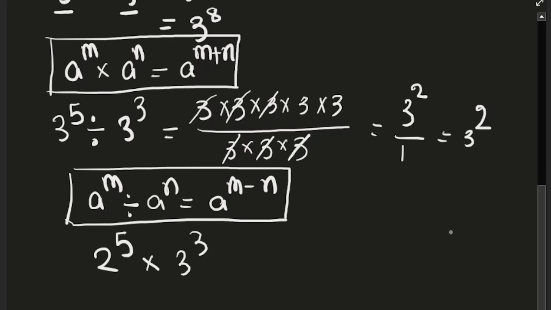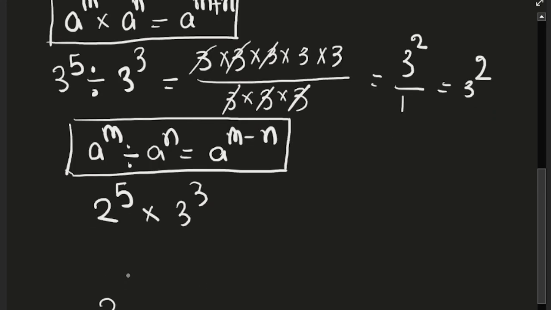But if the powers are same, means if 2 to the power of 5 multiplied by 3 to the power of 5 is there, can we multiply it using a formula? The answer will be yes. The answer will be when the powers are same. See, here is also 5, here is also 5. In that case, we have to multiply the bases and the same power will be written in the result.